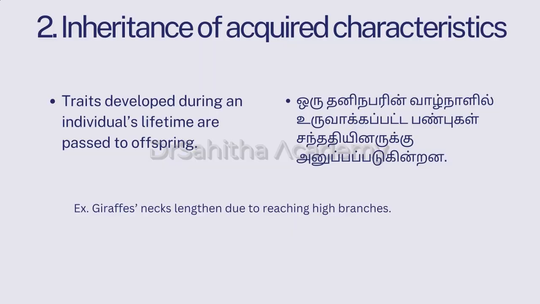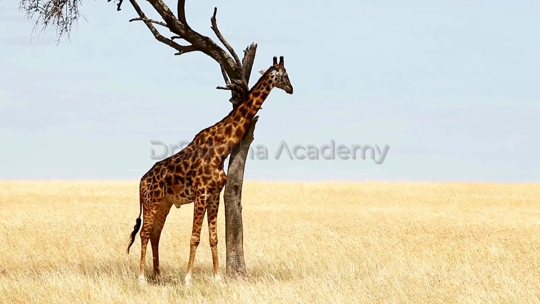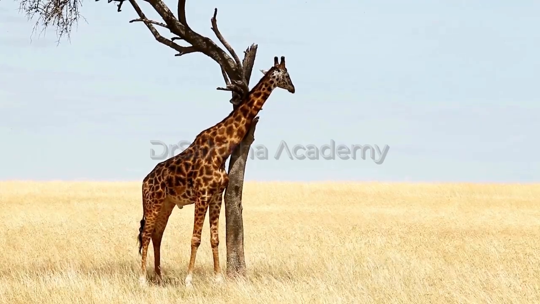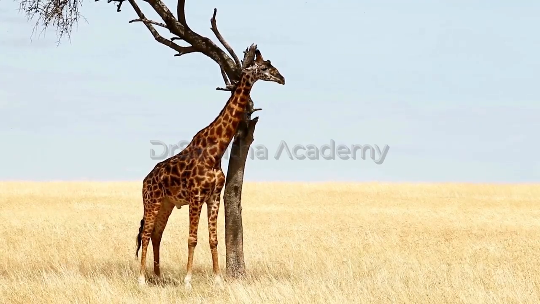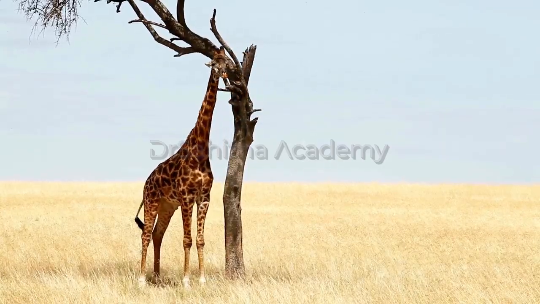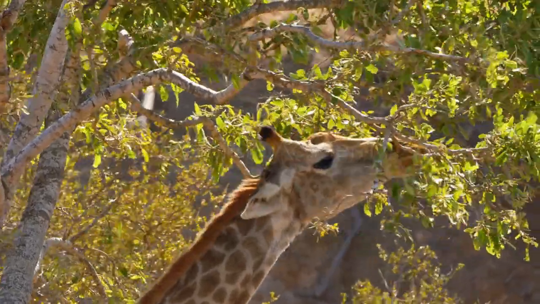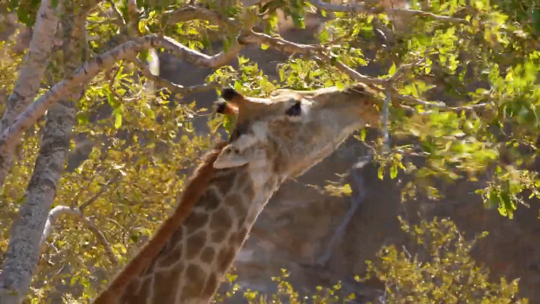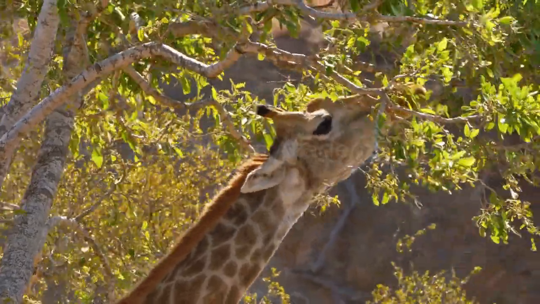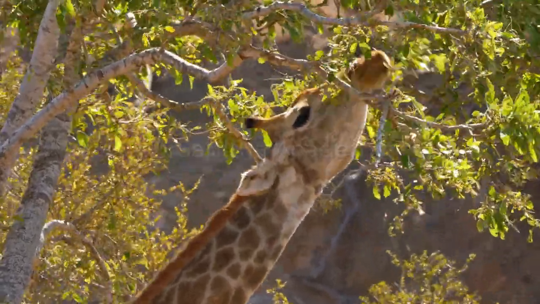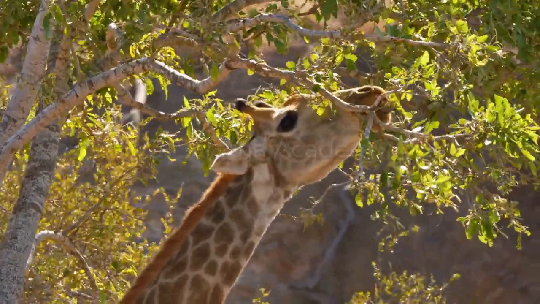Next, we have the inheritance of acquired characteristics. Lamarck suggested that traits acquired during an organism's lifetime can be passed on to their offspring. So, for example, consider giraffes stretching their necks to reach higher leaves. Lamarck believed that this stretching would lead to longer necks and this trait would be inherited by their offspring. And that's a brief overview of Lamarck's theory of heredity. Understanding these historical theories helps us appreciate the development of scientific thought, isn't it?